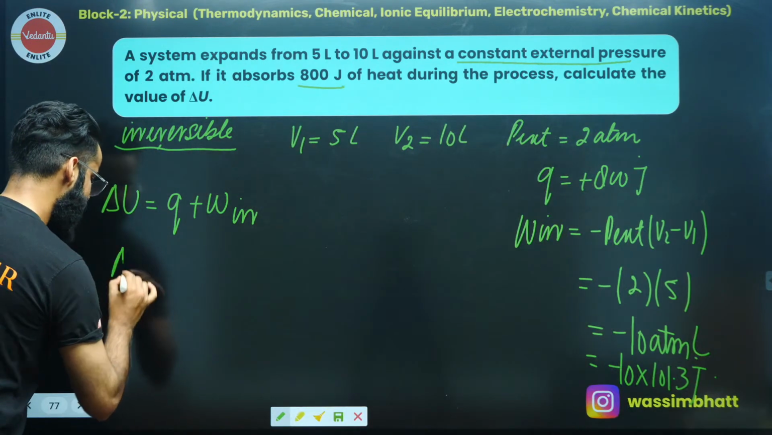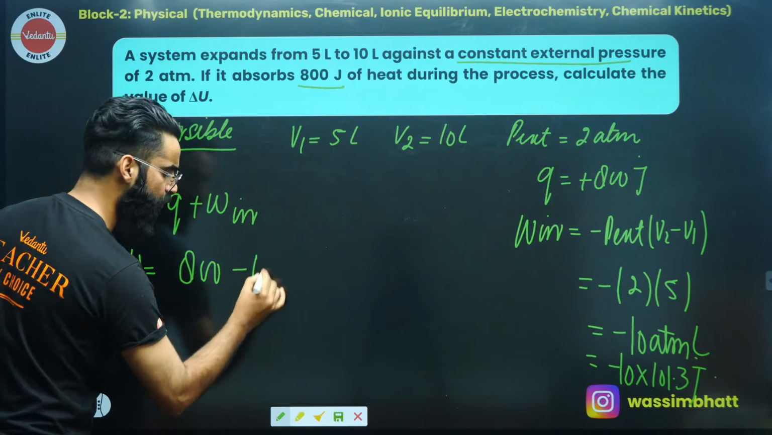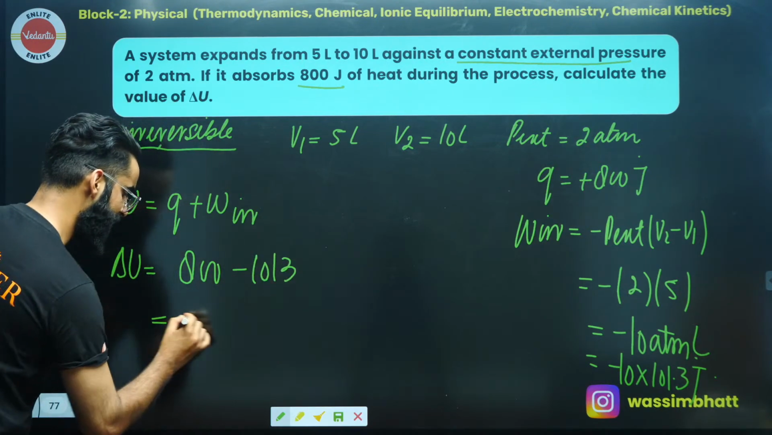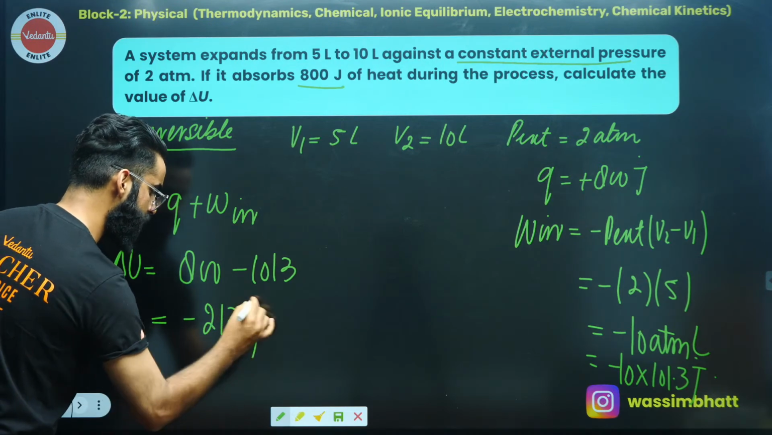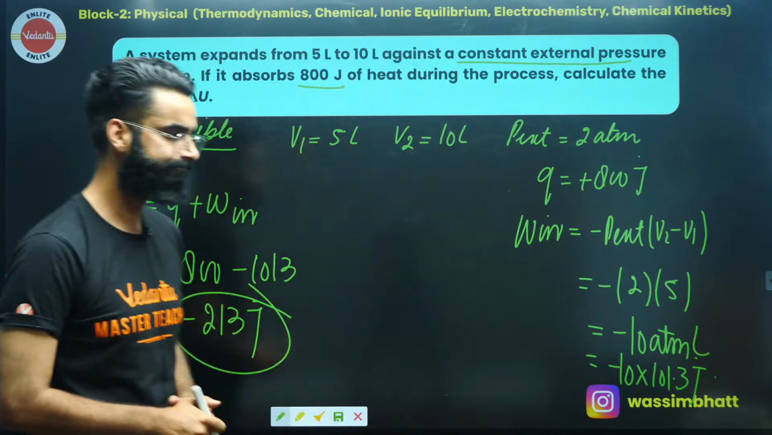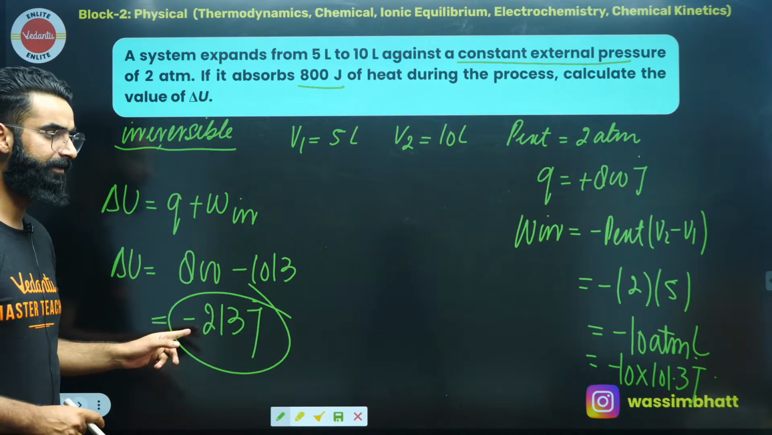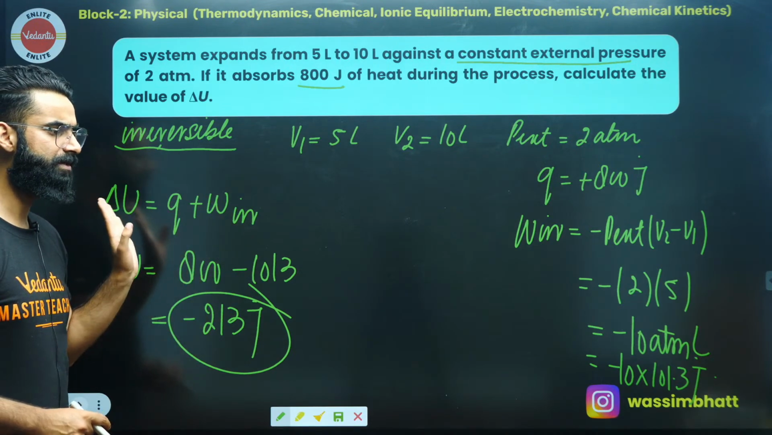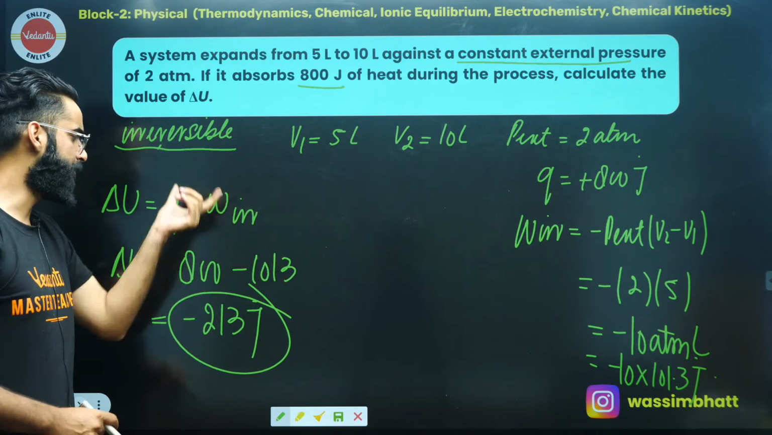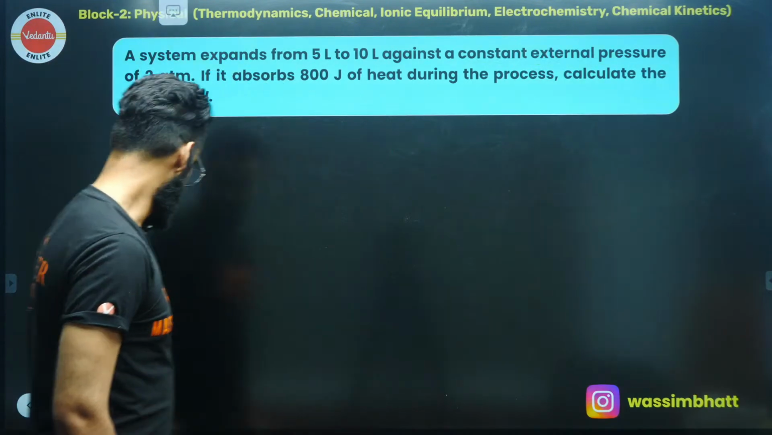Perfect. So delta U is going to be Q plus W. Q is 800 joules. W is minus 1013 joules, right? So the value finally will be minus 213 joules. This is the value of delta U, which you were supposed to calculate, right? Simple and basic. Delta U is equal to Q plus W. W I have calculated in joules. Put it into the first law, get the value of delta U. That's all. Moving on.